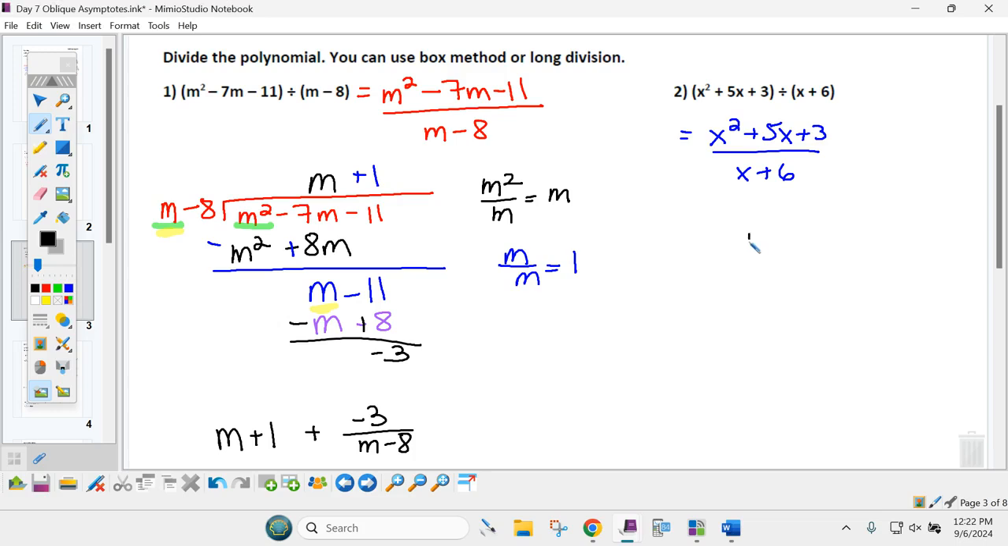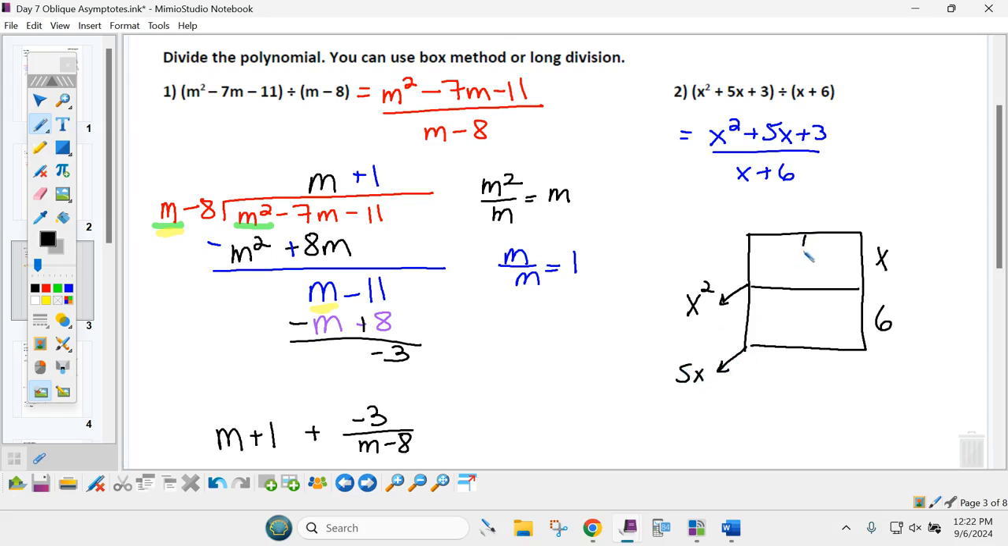All right, for box method, we set up a box, and the divisor gets us the rows, so x plus 6. The dividend is going to get us the diagonals. I start at the first line, it's going to get x squared. Then 5x gets in the corner. So now I need to add a column for the 3.